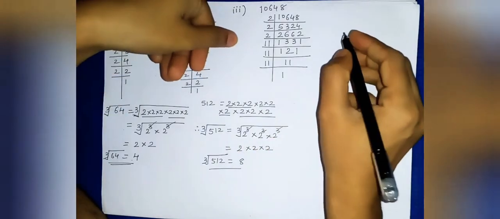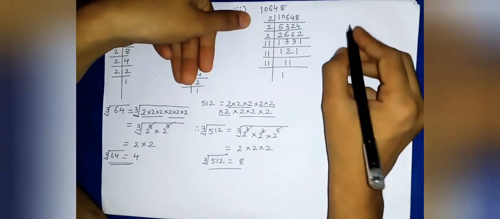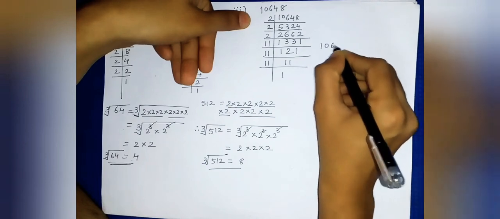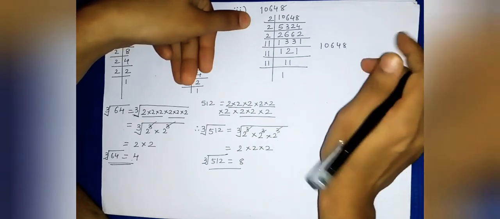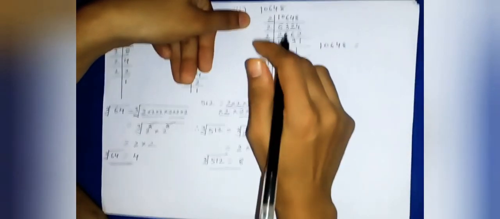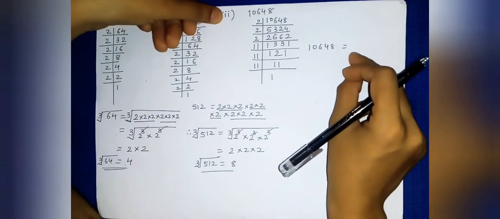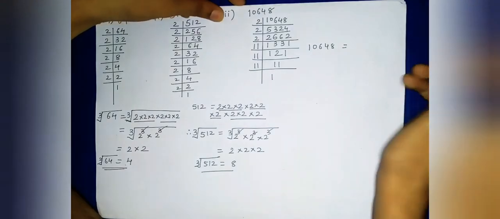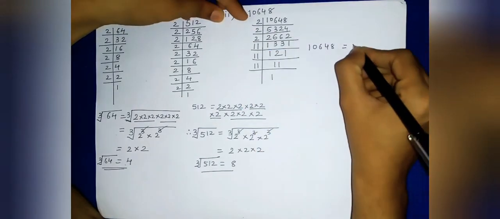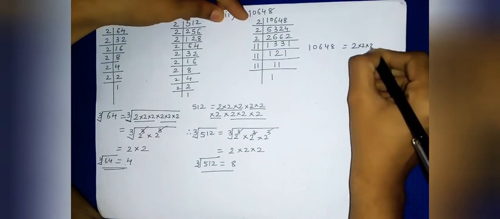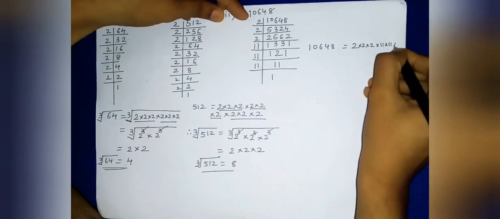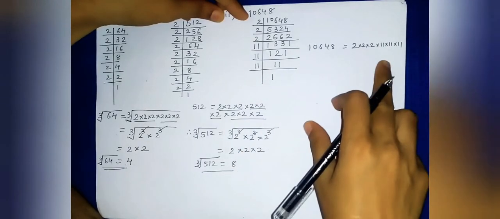Now we will take out the cube root. So first we will write down the factors of 10648. I am doing it here on the side. Okay, the factors are 2 we have got. So now we will write all the factors. Okay, 10648. So the factors are 2 into 2 into 2, then 11 into 11 into 11. Okay, 2 three times and 11 three times.